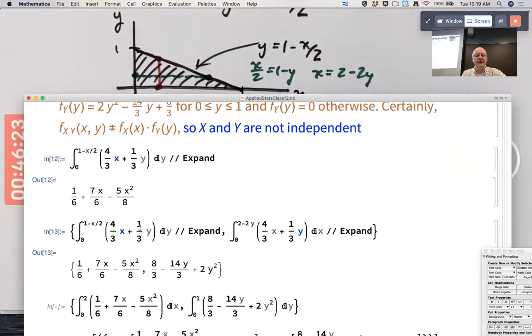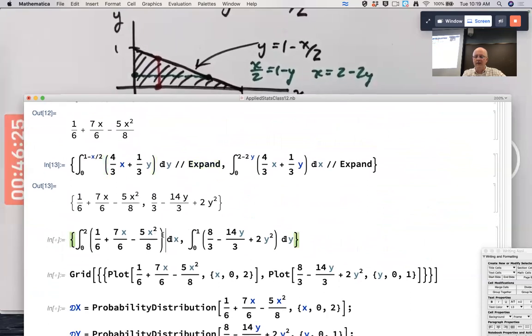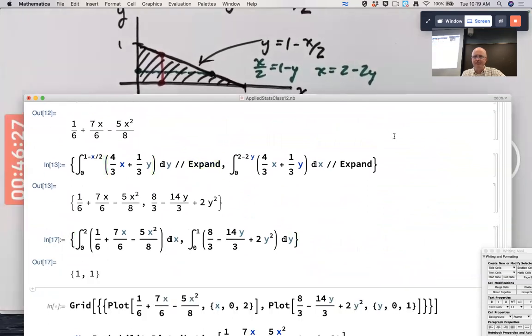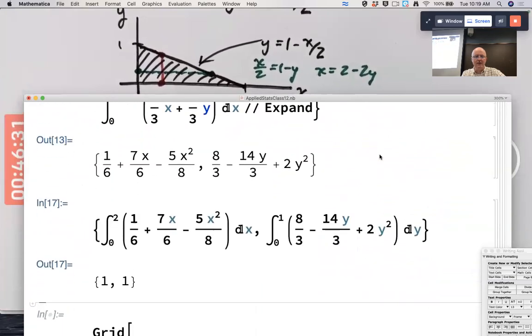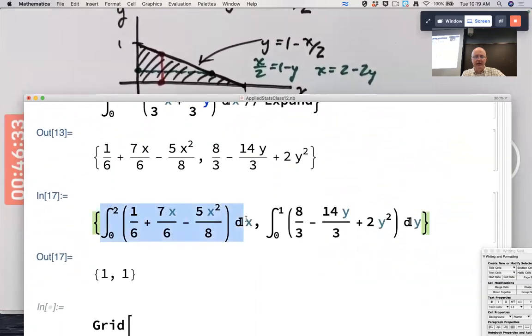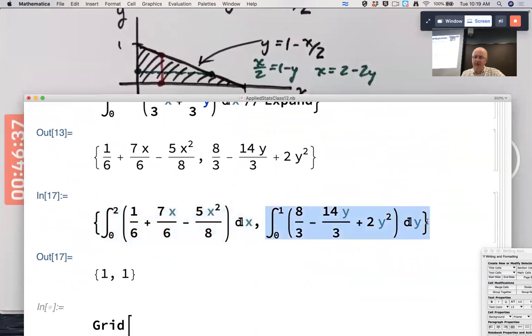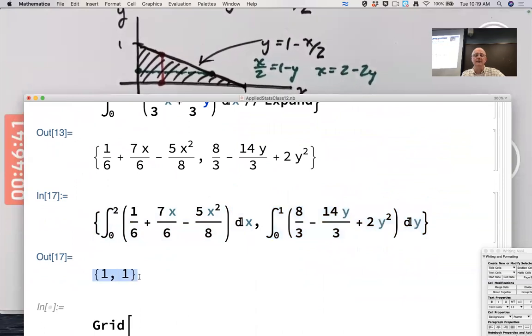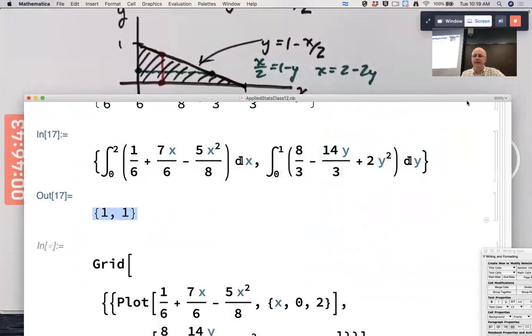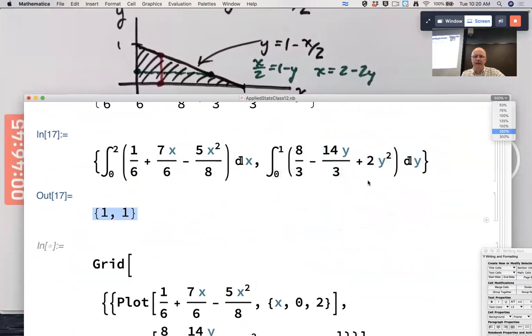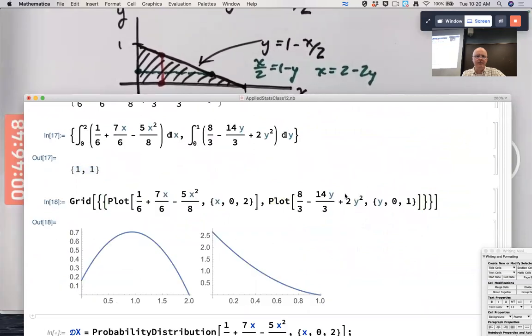Yeah, here are the marginal PDFs. Let's confirm these integrate to 1. Yep. So this first one, I'm integrating the marginal PDF of X from 0 to 2, and this one I'm integrating the marginal PDF of Y from 0 to 1. I get 1 in both cases because I have to. There's the marginal PDF of X. There's the marginal PDF of Y.